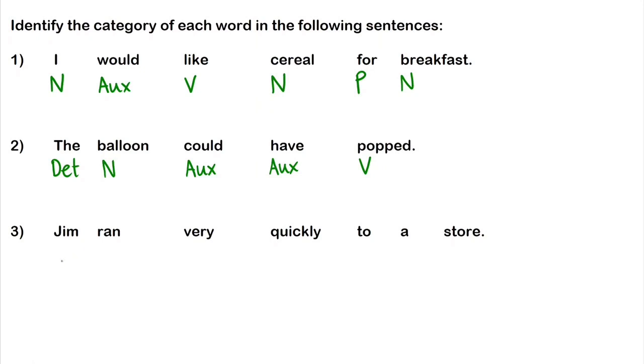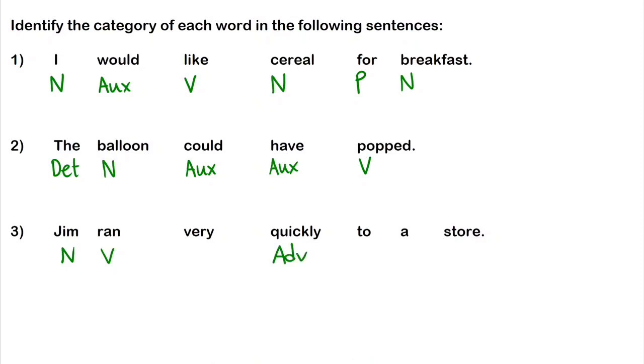Well, Jim is a noun. It's a proper name. We usually just label all proper names as nouns. Ran is a verb. Then we have very quickly to a store. Okay, well, think about quickly. Quickly is talking about how the running was done. So quickly is an adverb.